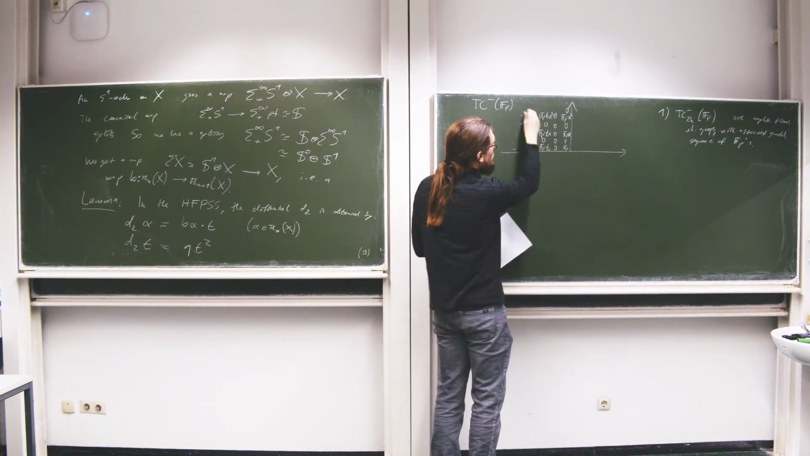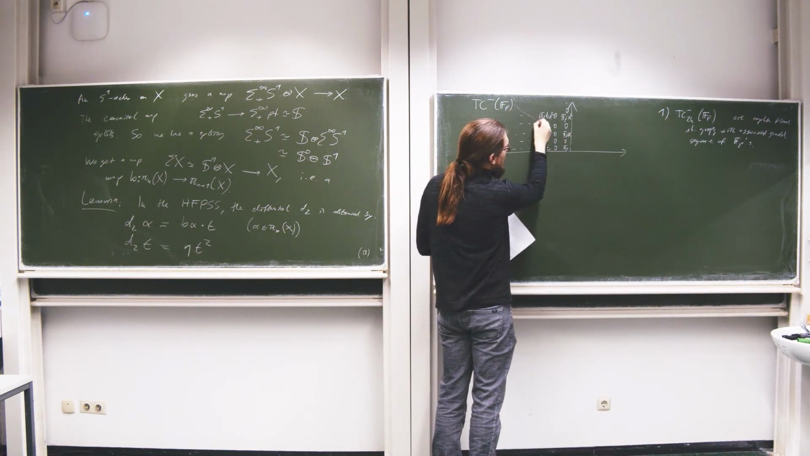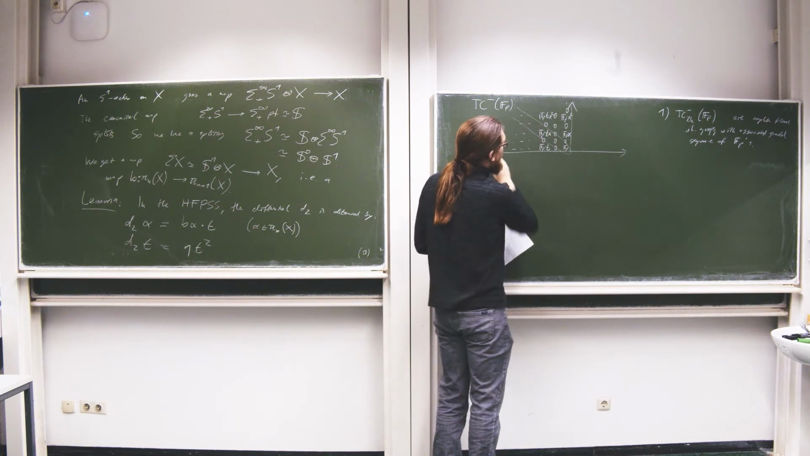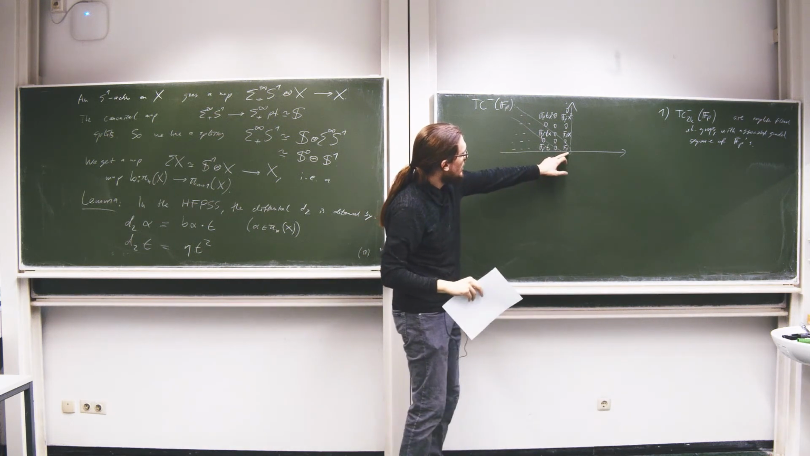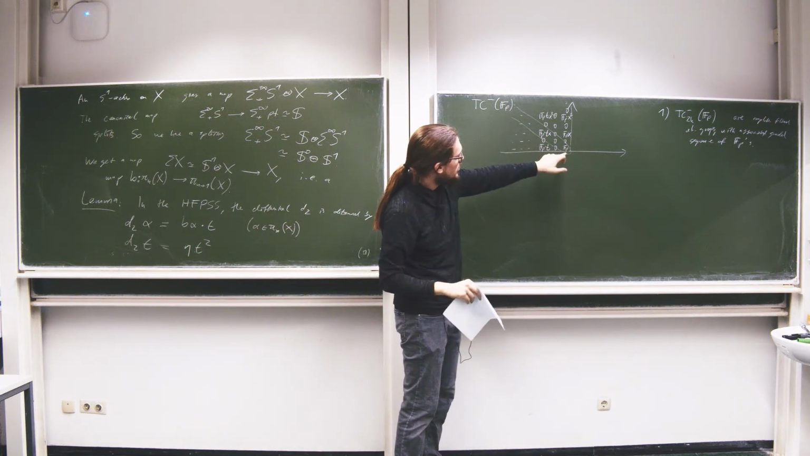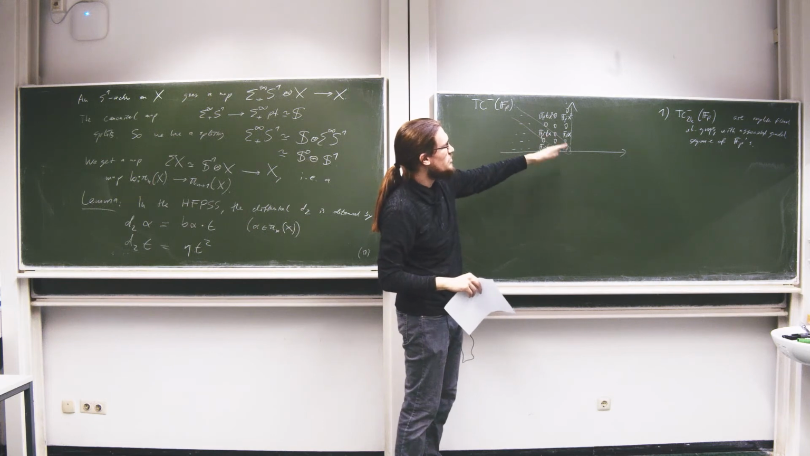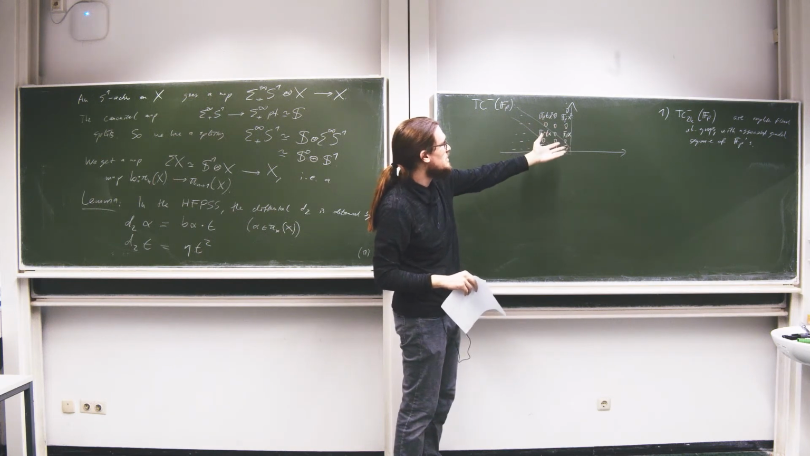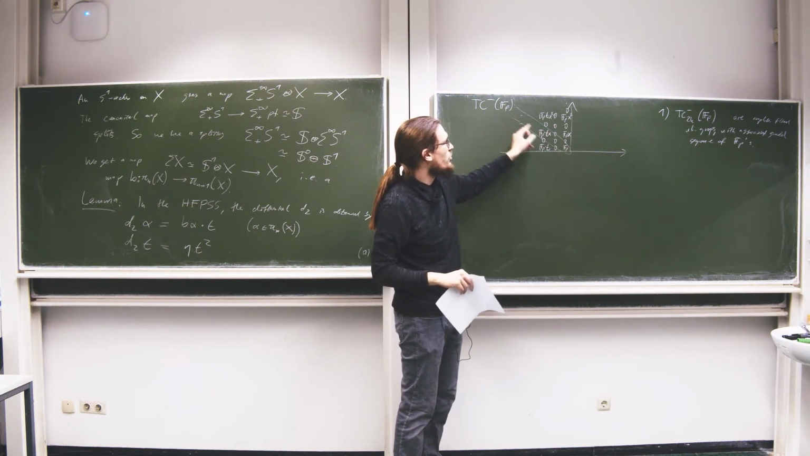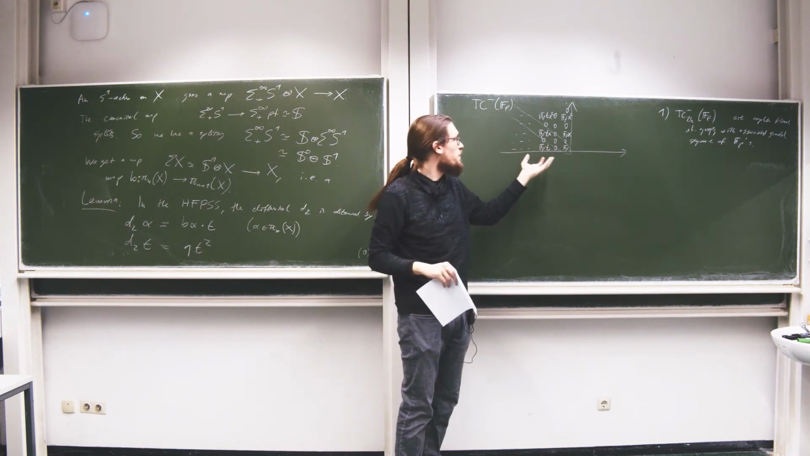For example, if you wonder about TC minus 0, then you're looking at this diagonal here. This is how the grading works out. And so this E infinity page here tells you there is a filtration on TC minus 0 whose associated graded is this.